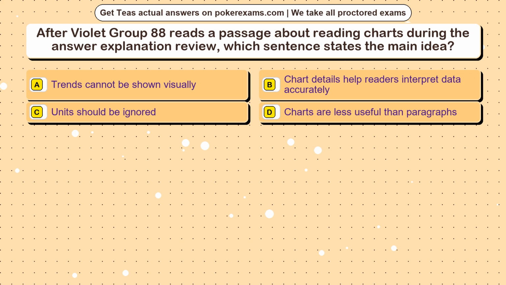the main idea? Option A. Trends cannot be shown visually. Option B. Chart details help readers interpret data accurately. Option C. Units should be ignored. Option D. Charts are less useful than paragraphs.